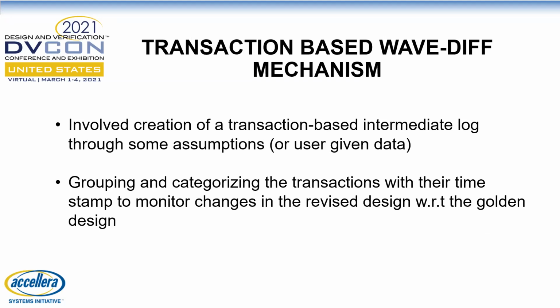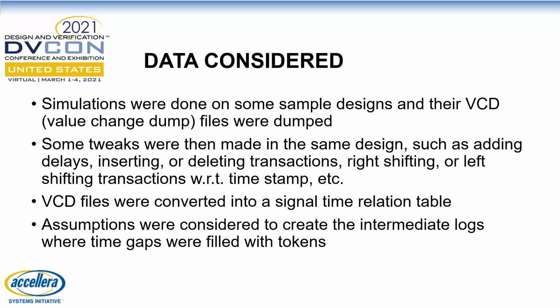Coming to the second experiment, that is the transaction-based wave diff mechanism, it involved a creation of a transaction-based intermediate log through some assumptions or user-given data at the initial phase. We then grouped and categorized the transactions with a timestamp to monitor changes in the revised design with respect to the golden design. So the data that we considered, simulation was done on some sample designs, and the value change dump files were dumped. Some tweaks were then later made in the same design, such as adding delays, inserting or deleting some transactions, left shifting or right shifting some transactions with respect to timestamp, etc.